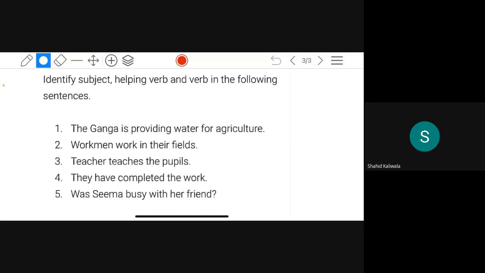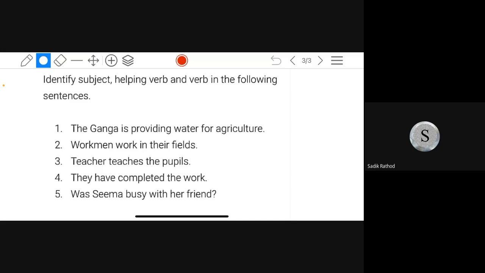This exercise is based on subject, helping verb, and main verb. I hope you are clear with the concept of subject and predicate. Yes, sir, subject and predicate we have done. You know the difference between main verb and helping verb. Do you know the difference?